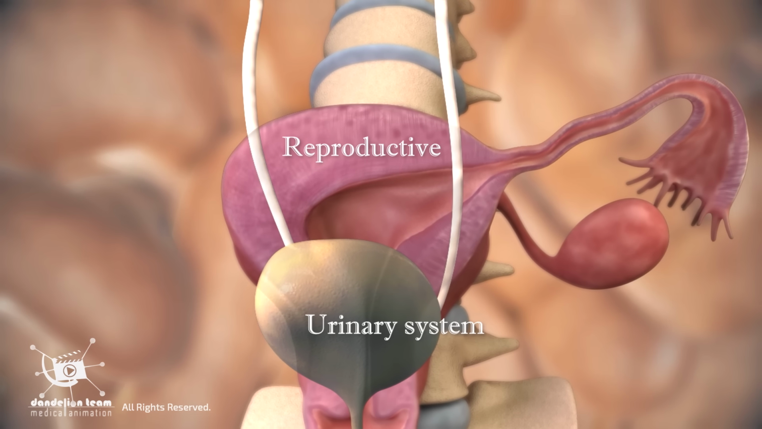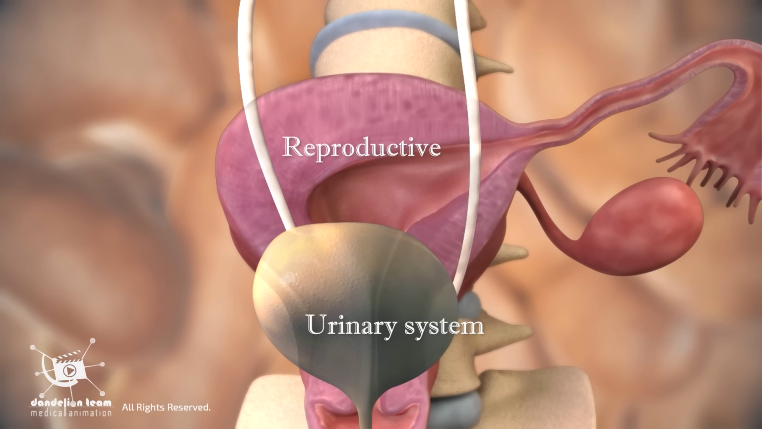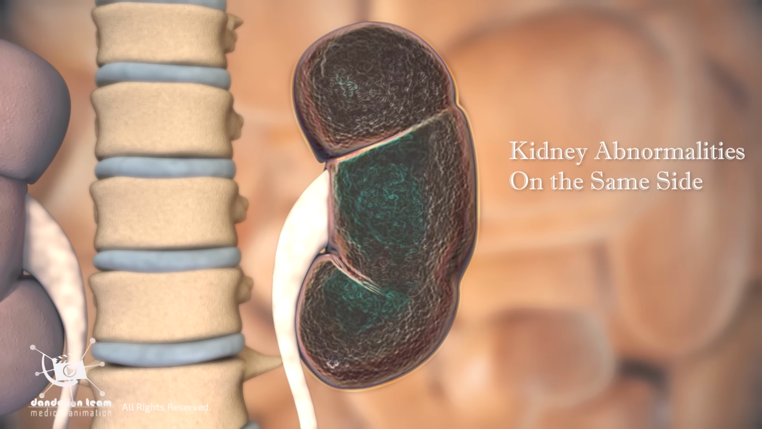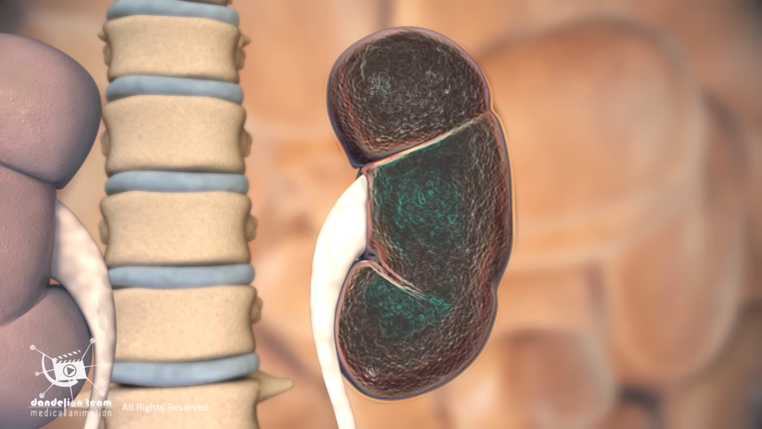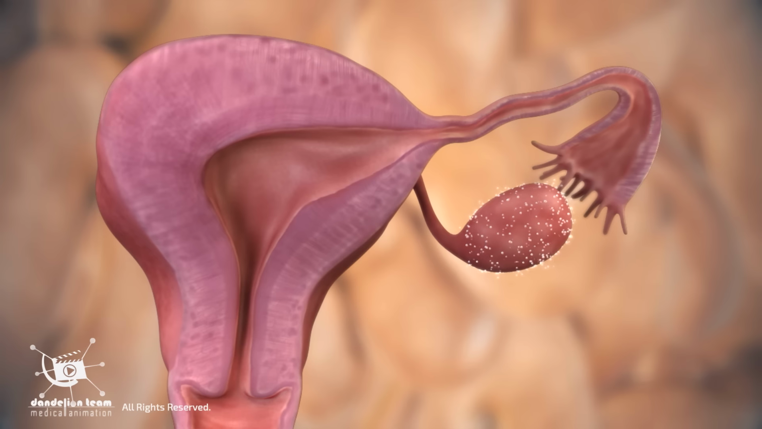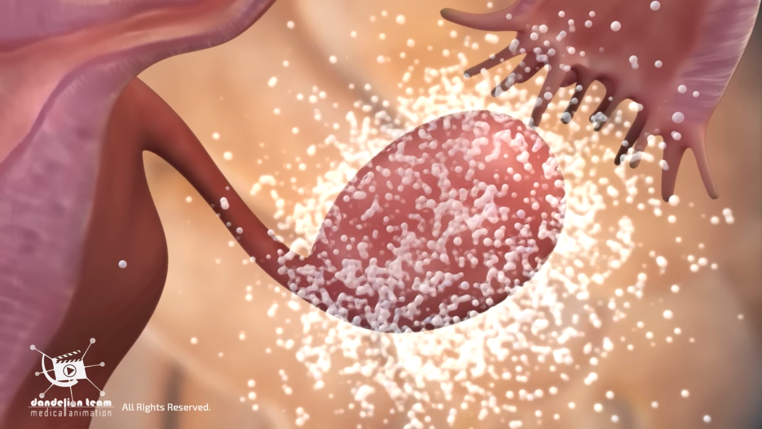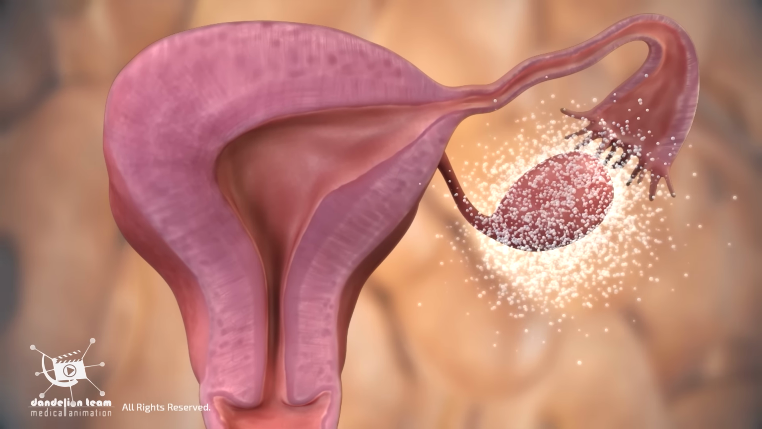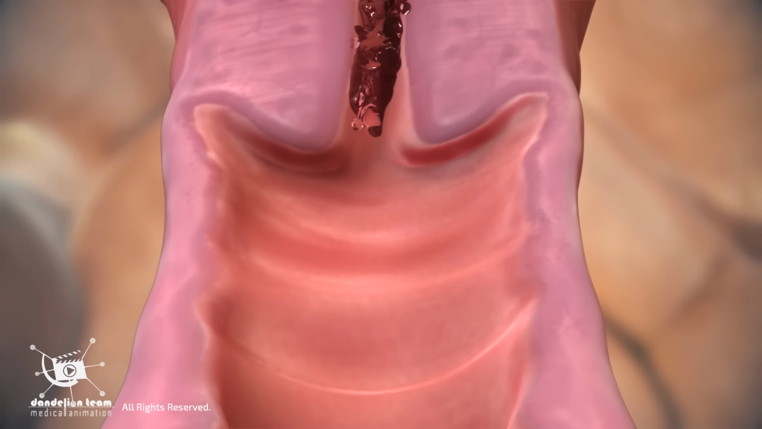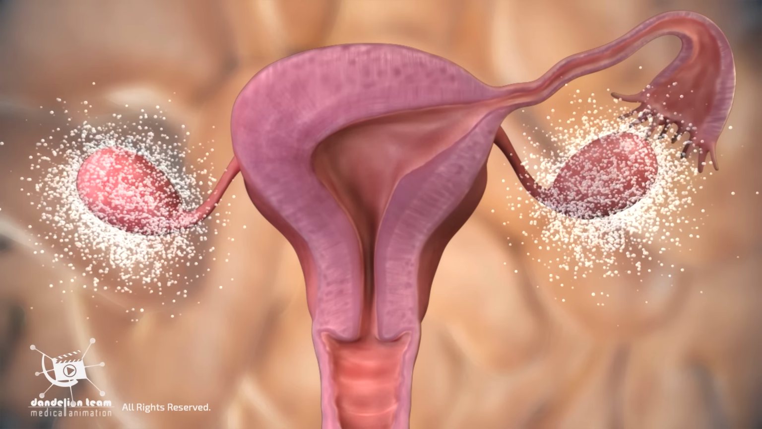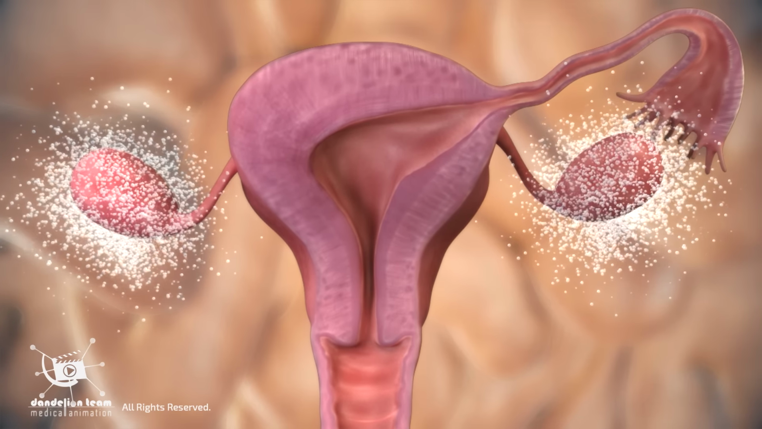Because the reproductive and urinary systems develop closely together during embryogenesis, this condition can sometimes be associated with kidney abnormalities on the same side. Hormonal function is usually normal, since the ovaries control the menstrual cycle. If one healthy ovary is present, ovulation and hormone production typically proceed normally, and when both ovaries are present, which is common, hormone levels are usually unaffected.